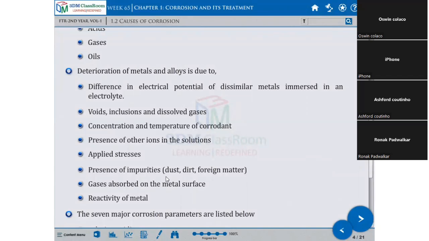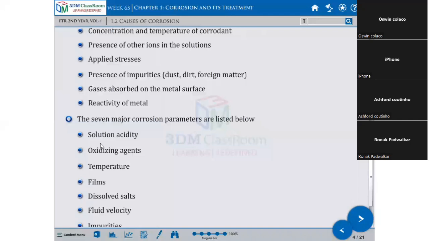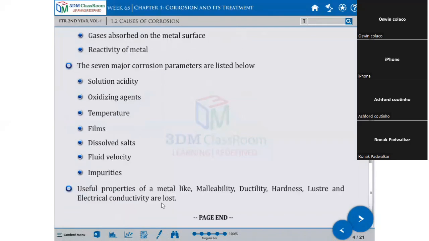The activity of metal and the seven major corrosion parameters are listed below: solution acidity, oxidizing agent, temperature, films, dissolved salt, fluid velocity, and impurity.